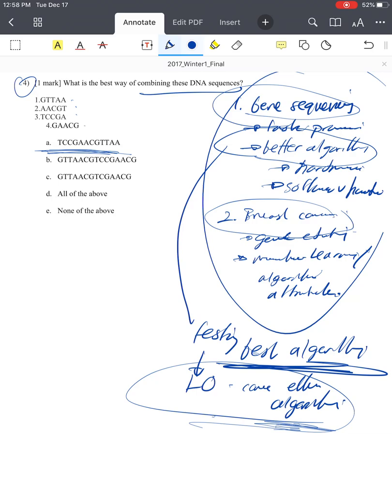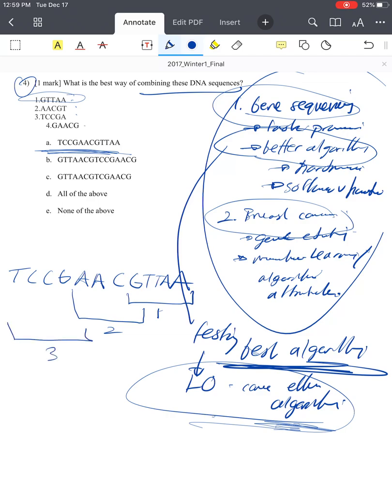So let's just draw this out a little bit. T, C, C, G, A, C, G, T, T, A. Okay. I'm assuming that we have to combine all these, so they're going to overlap. So the first one, GTTAA, there we go, that's one. AACGT, that's two. TCG, okay, three. Look at this last one, G. Okay, actually, that's right here. Bingo bango. That's it. So right at this point, I'm going to say that A is the right answer, but let's look at the other ones.